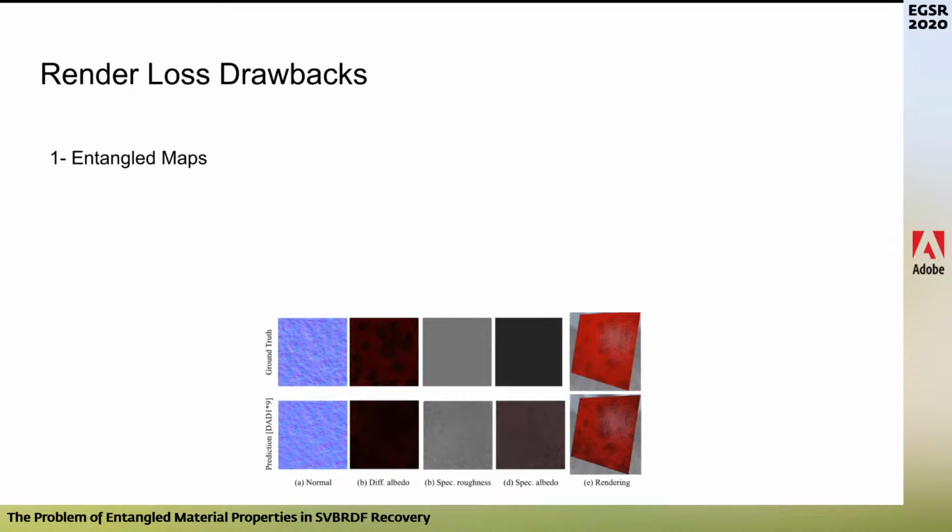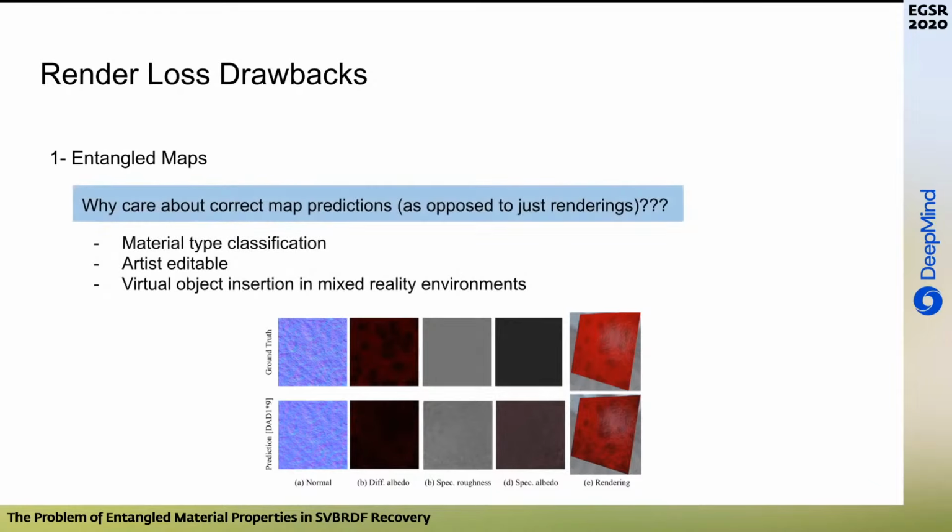An example of this is shown in the bottom figure, where a model trained with rendering loss predicts a pinkish color as part of the specular map to compensate for the incorrect diffuse albedo map, yielding a rendering that closely resembles the ground truth rendering. Although the re-rendering of the predicted SVBRDF maps still looks good, we care about the correct prediction of individual maps as well, since accurate maps are essential when the BRDFs are used in various downstream applications.